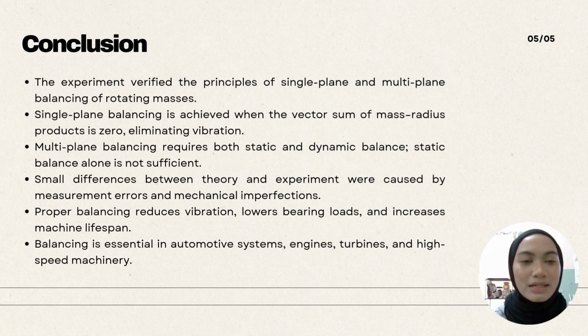Overall, proper balancing is very important because it reduces vibration, lowers bearing loads, and increases machine lifespan. This is especially critical in applications such as automotive systems, engines, turbines, and other high-speed machinery. In conclusion, this experiment highlights the importance of balancing in ensuring efficient, safe, and reliable machine operation.